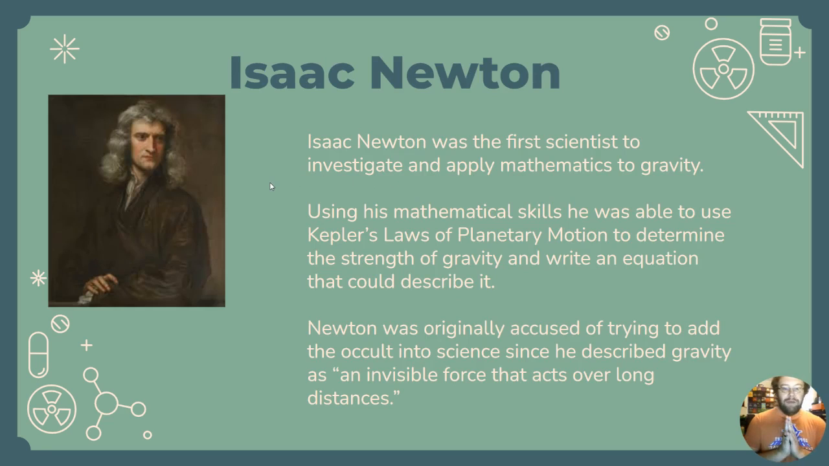The first guy who really helped us understand exactly how gravity works was Isaac Newton. And that's because he was able to investigate and apply mathematics to gravity. Using his mathematical skills, he was able to use Kepler's laws of planetary motion to determine the strength of gravity and write an equation that could describe it. Newton was originally accused of trying to add the occult into science, since he described gravity as an invisible force that acts over long distance, which sounds kind of like an occult thing, right? But in reality, that's what it is.